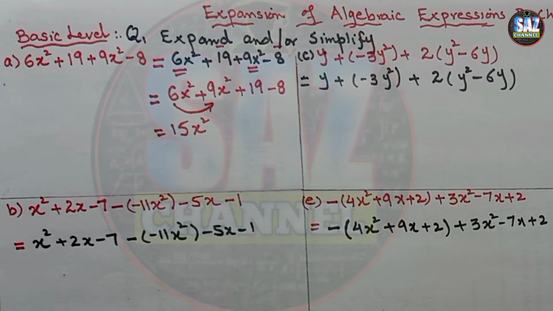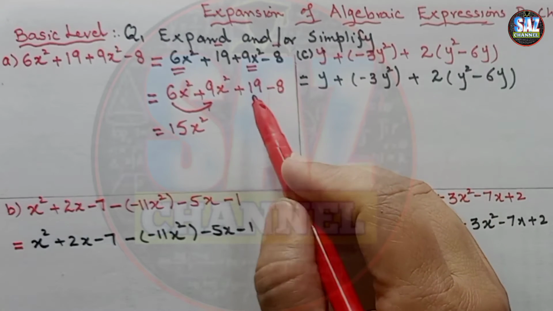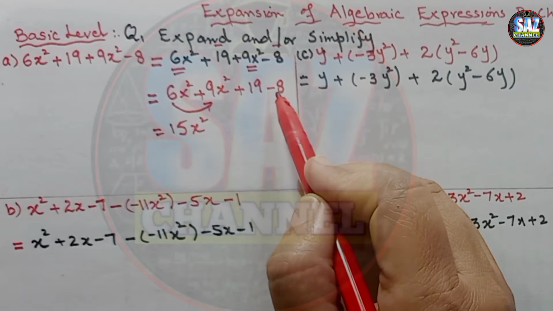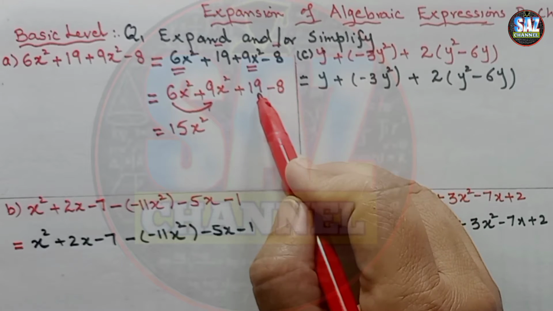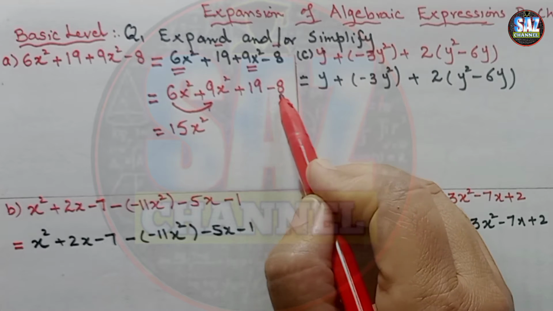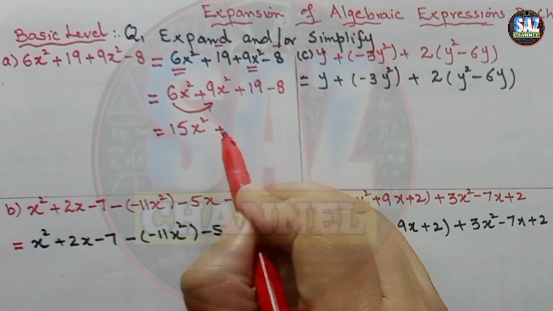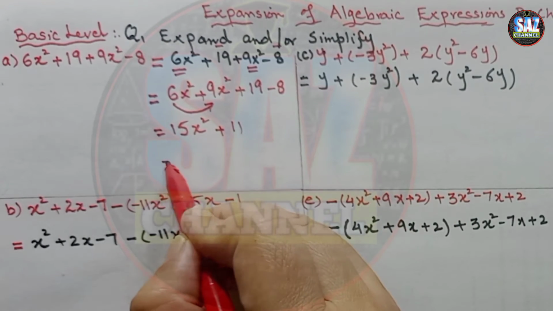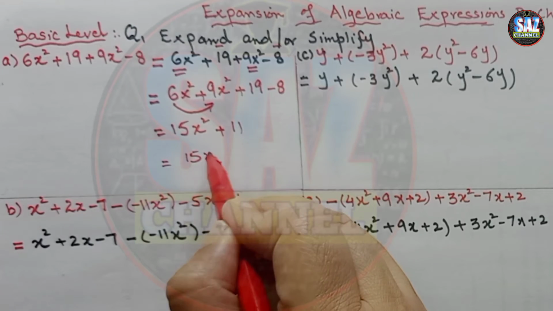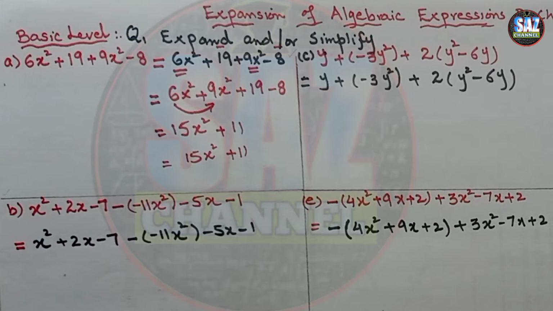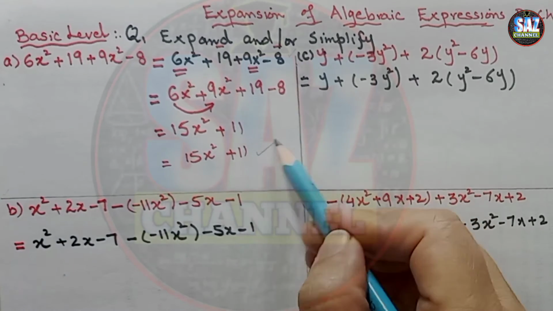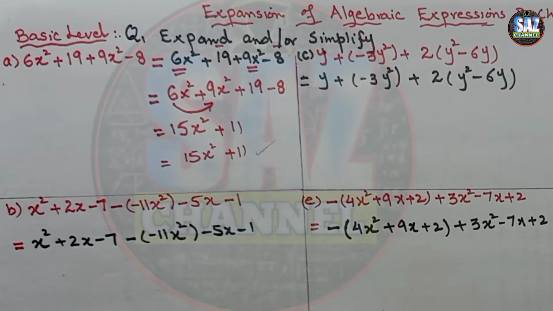And now 19 and 8 are constants: 19 with the positive sign and 8 with the negative sign. So I have to take away 8 from 19. 9 minus 8 is 1, this is 11. So my answer is 15x square plus 11. I hope you are clear about this question. And let's move to the second part of the question.